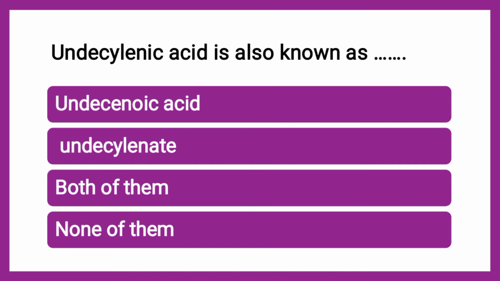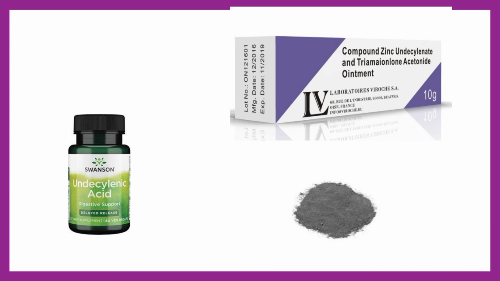Whether it is known as undecenoic acid, whether it is known as undecylenate, whether both of them or none of them? The correct answer is it is both of them. It is also known as undecenoic acid, and it is also known as undecylenate. Now why it is? Because see, this is undecylenic acid, okay, and this powder form is zinc undecylenate. So powder form is undecylenate, and undecenoic acid is also known as undecylenic acid, okay.